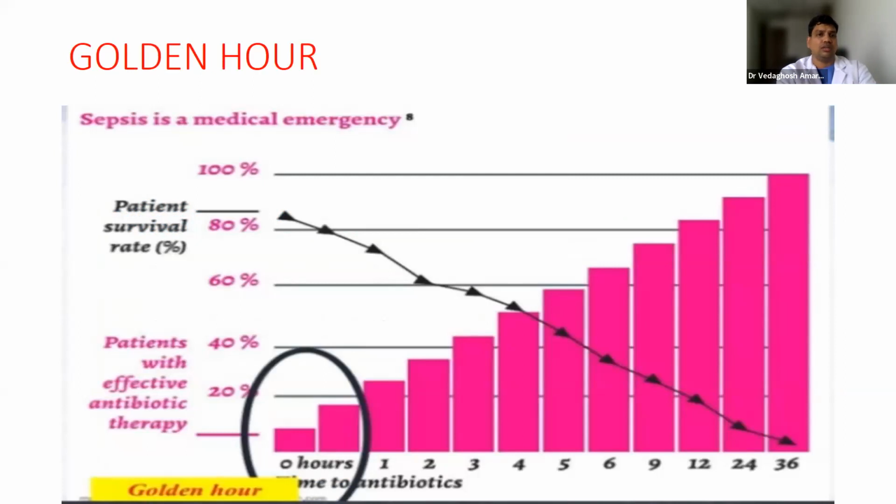Sepsis is a medical emergency, and if it is treated appropriately, you will definitely improve the outcome of the patient. You can see in this graph, whenever the patient has been treated appropriately with effective antibiotic therapy after sending appropriate cultures, if it is given within 1 hour, there is less morbidity and mortality less than 10%. But if you delay the treatment by more than 1 hour, the mortality can increase up to 100%.